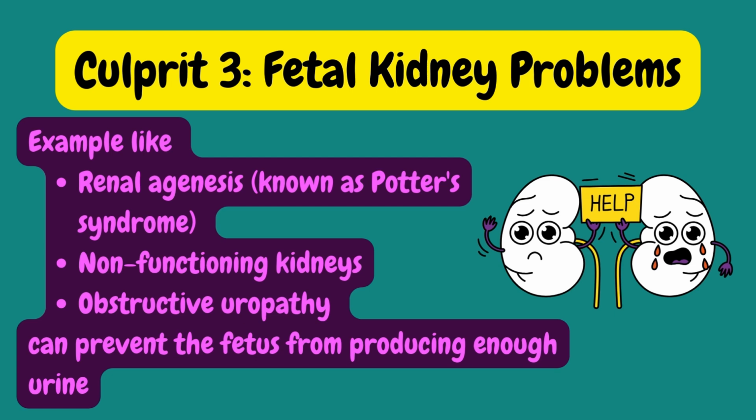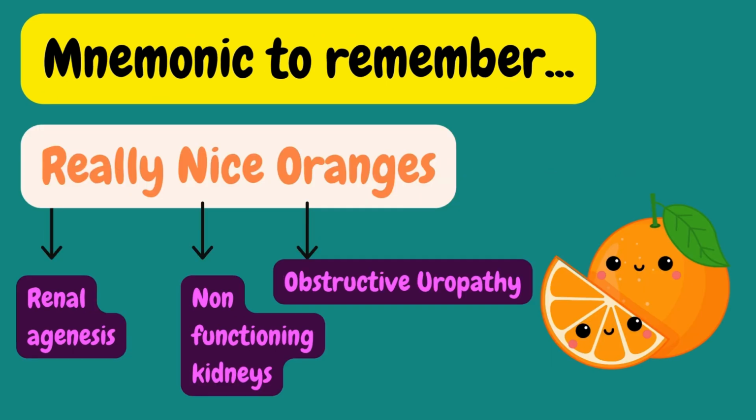Fetal kidney problems is another cause of oligohydramnios. Conditions like renal agenesis, also known as Potter's syndrome, non-functioning kidneys, or obstructive uropathy can prevent the fetus from producing enough urine. To remember the examples of fetal kidney problems, you can use the mnemonic "really nice oranges", where the first letter represents the condition.